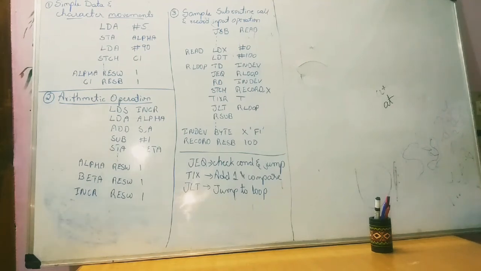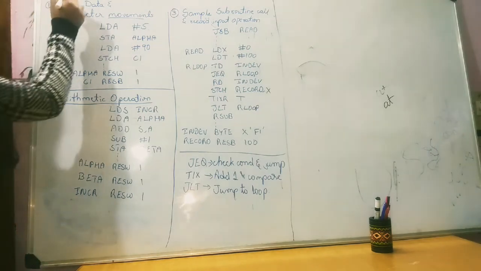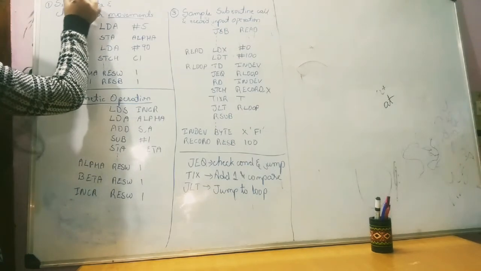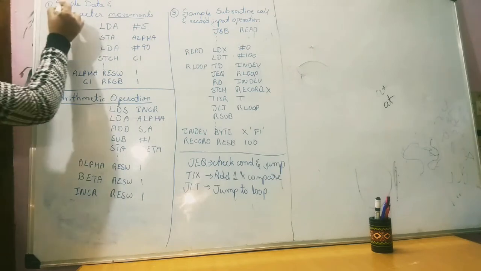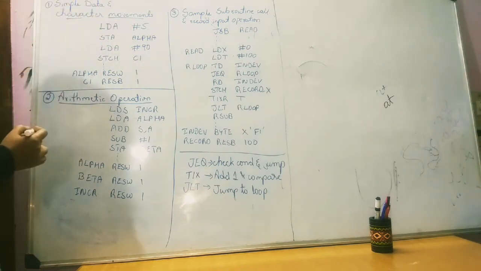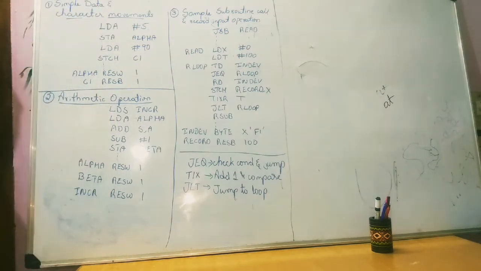So in this session, we discussed some SIC/XE simple programs. Previously we have seen the SIC program, and the same programs I have taken and shown how they are written in SIC/XE. That one we will see here. First one, simple data and character movement. First read the data and character movement. That one we will see.